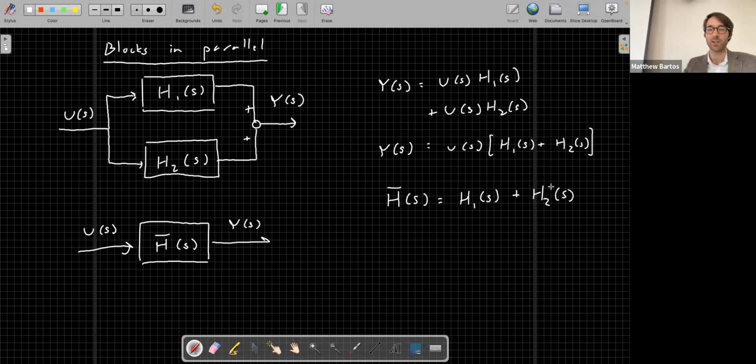So these block diagrams work in an intuitive way. If you have blocks in series, that's equivalent to multiplying those two blocks together. If you have blocks in parallel, that's equivalent to adding the two blocks together. Are there any questions on this concept before I move on?